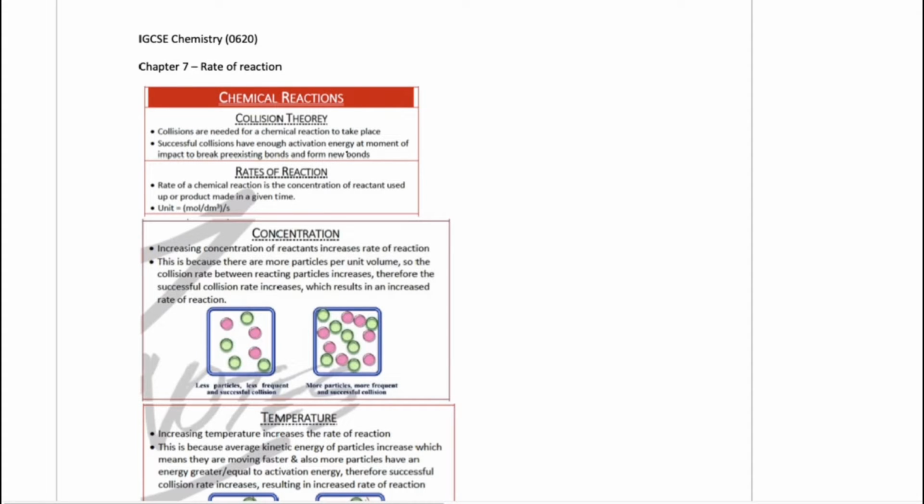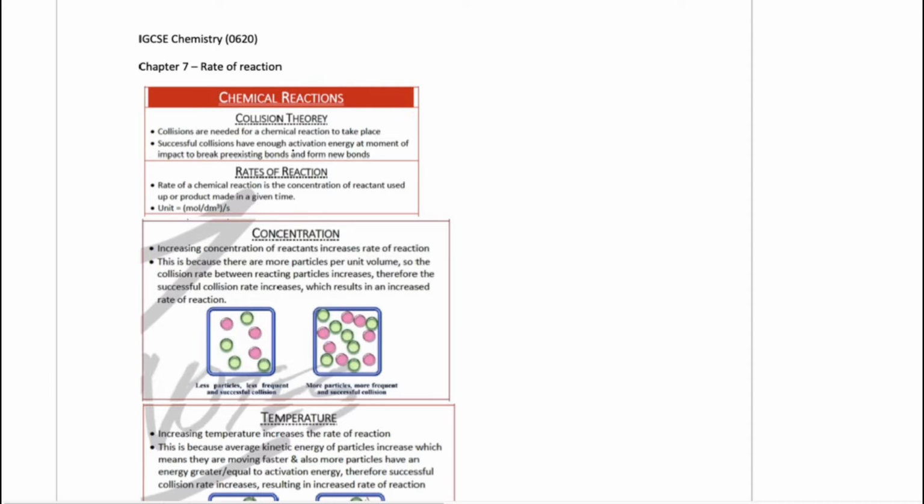and form new bonds. So the important words here are activation energy. Activation energy is the energy required for a chemical reaction to take place. That means when they collide, they cannot just collide with less energy. They must collide hard, so that they can break the relevant chemical bonds and form new chemical bonds and form the products. So activation energy is required, they must have enough energy for collision.